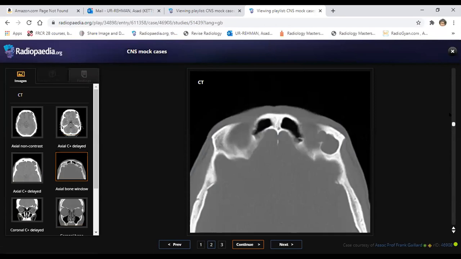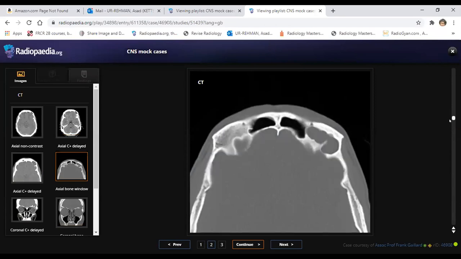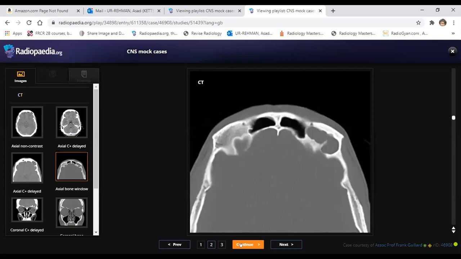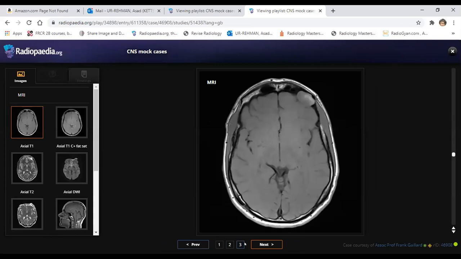Some bony expansion is there, and there is some bony cortical thinning as well. So I think it's a long-standing process. Like you described some malignancy, but basically, it was a case of epidermoid cyst. So diffusion restriction is the main thing which you can identify.